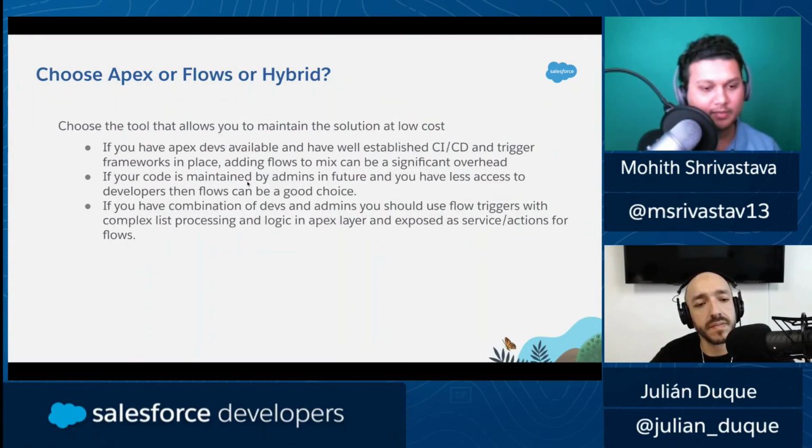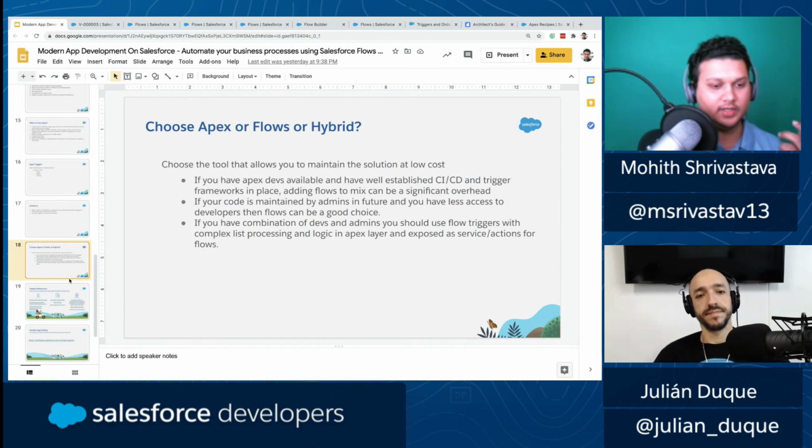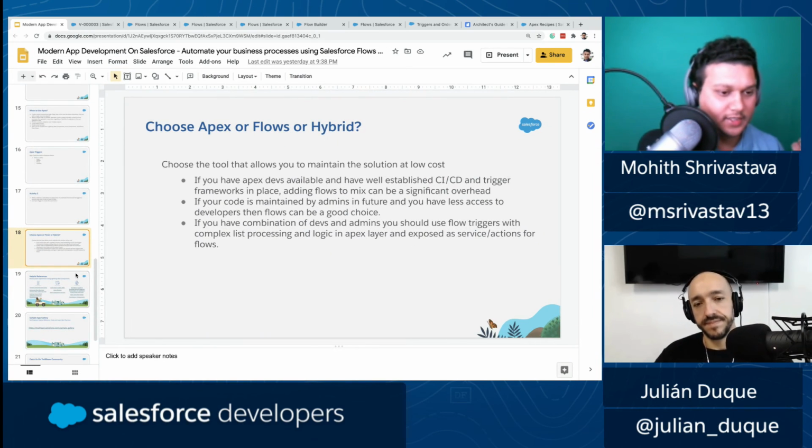And then if your code is maintained by admins in future, and your client is not going to have access to developers, then definitely Flow is a good choice, because you saw how I was able to auto layout and visualize my code. So somebody coming from a non-coding background with low code capability will be easily able to maintain that. Now if you have a combination of devs and admins, you should use flow triggers. But let's say you have complex list processing logic, those can be deviated to Apex. So you basically mix and match. And yeah, that's one slide actually, Julian, telling the best practices here from our experience.